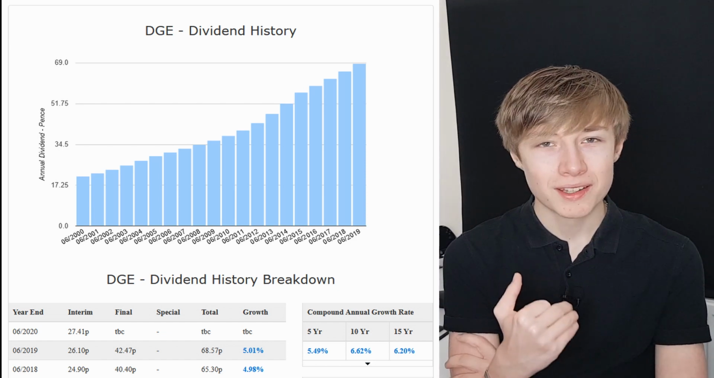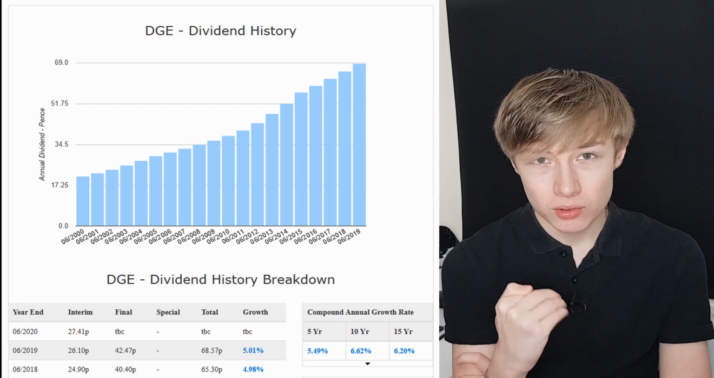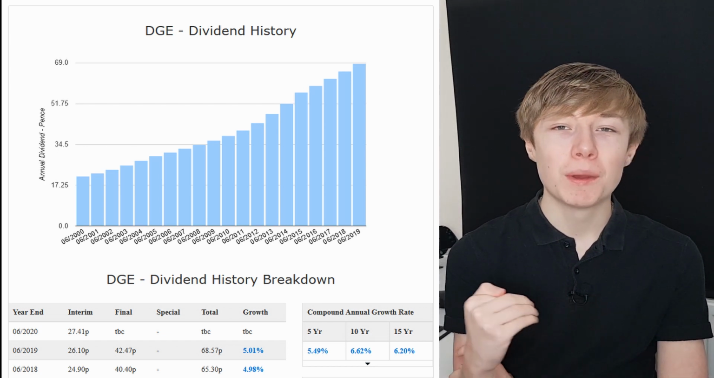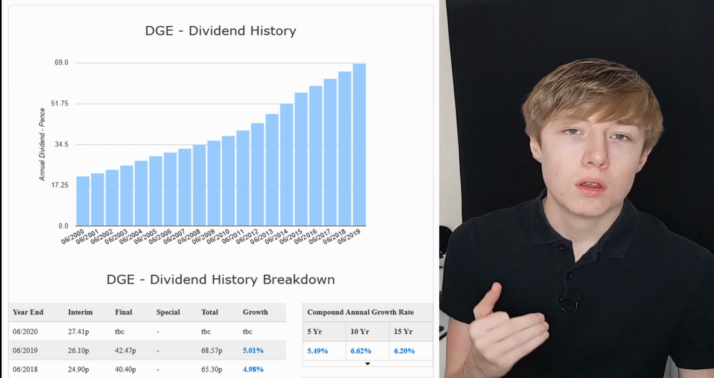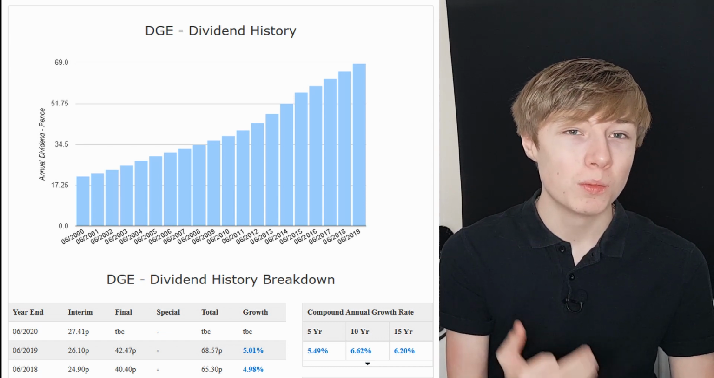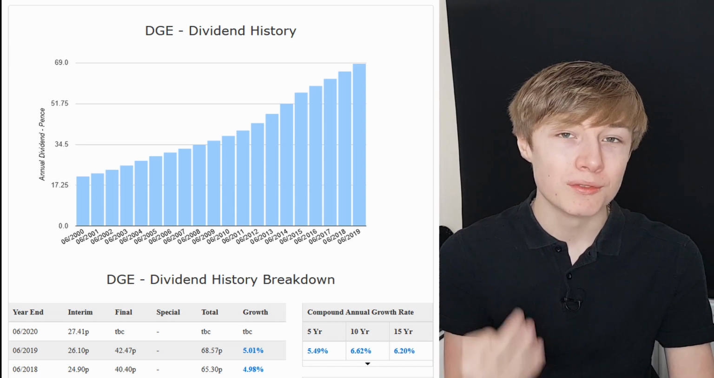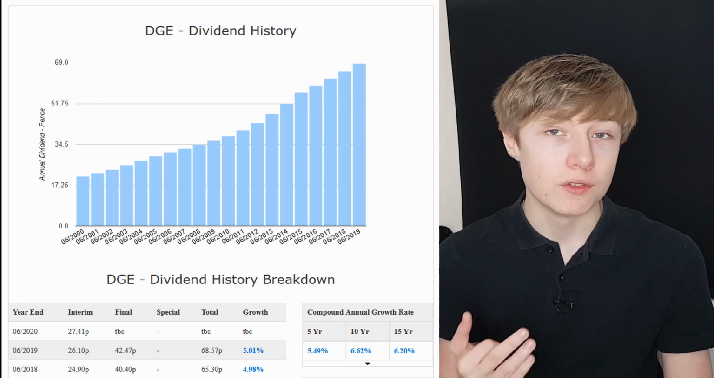And scrolling down, I can see the compound annual growth rate of the dividend. And Diageo seems to be increasing their dividend by about 5 to 6% each year, which is, I mean, sure, it's lower than some companies, but that's high and consistent. That's more than nearly triple the rate of inflation each year on year. So it's certainly a good dividend payer.